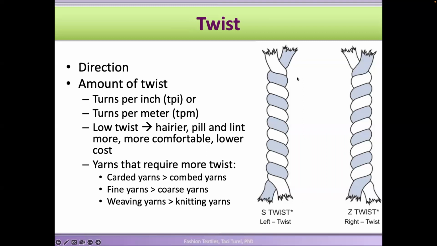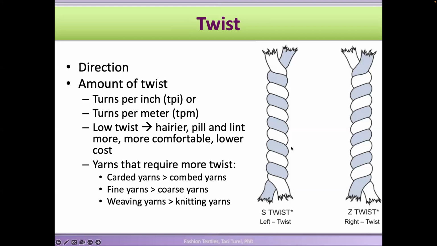And in the metric system, they go by turns per meter. Some yarns, especially the ones that are hairy, that have a tendency to attach to each other easily, those types of yarns don't require too much twist. So we usually have lower twist on those yarns. But carded yarns, which are yarns that are made out of short cotton fibers, require more twist because those are shorter fibers.